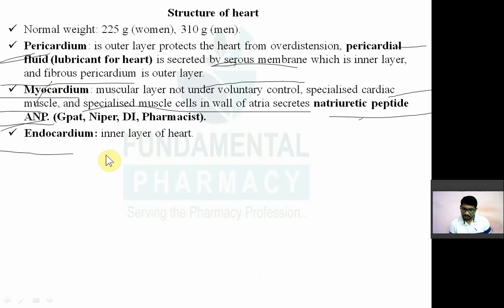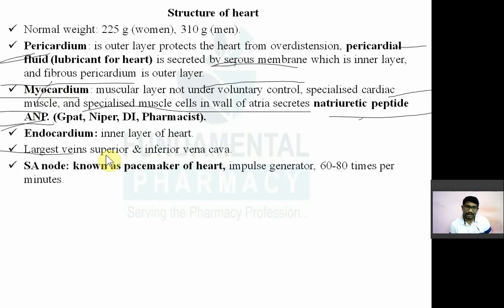Next, remember there are two veins. The largest veins in the body are the superior and inferior vena cava. What is the largest artery? The largest artery in the body is the aorta. Remember, I have not listed this here, not written it. What is the largest vein? Superior and inferior vena cava. And the largest artery? Aorta. Remember, the aorta is the largest artery.